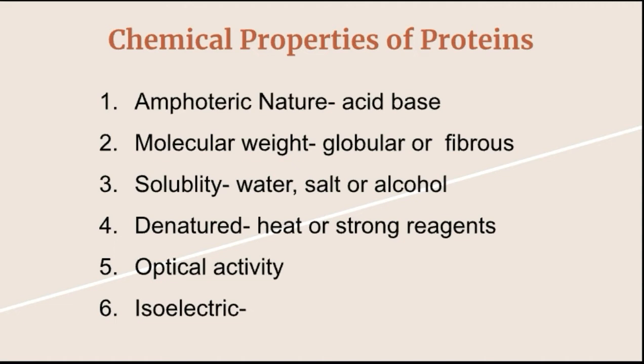Okay, the next property of proteins is the solubility. The solubility of proteins varies greatly. Some of them are water soluble proteins as well as salt and alcohol soluble proteins, and some of them are insoluble, like the keratins. Generally these proteins are found in the nails and hairs. Okay, these proteins are insoluble. It means the solubility of proteins varies greatly.